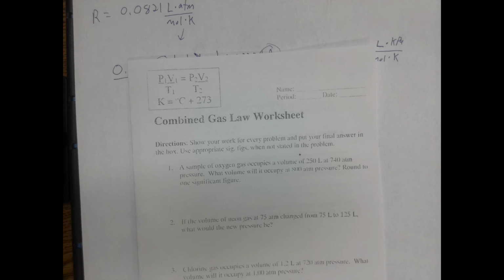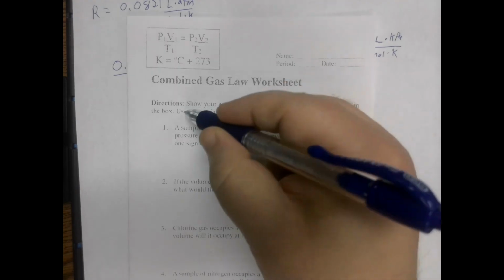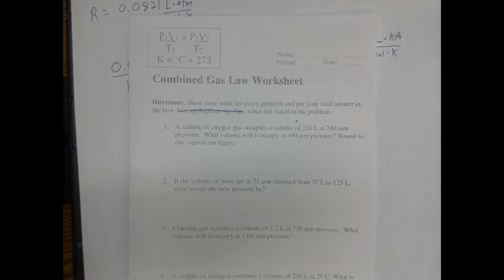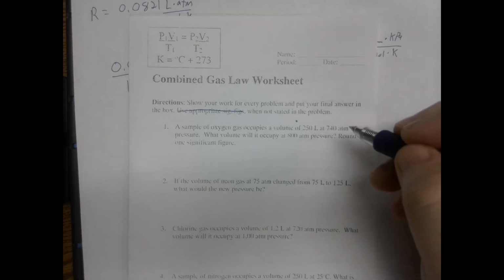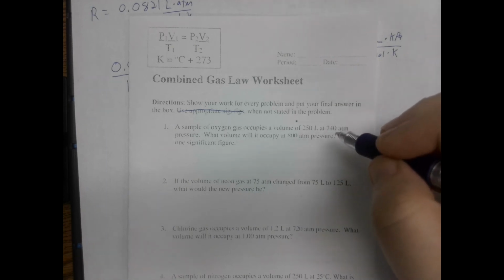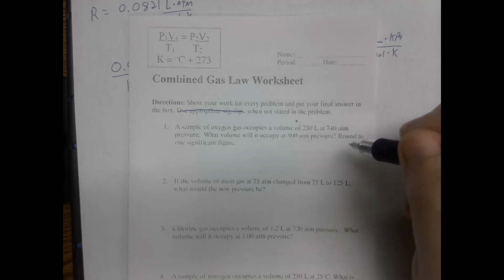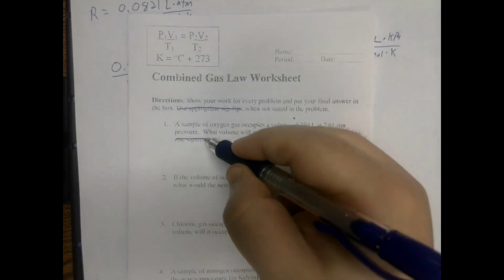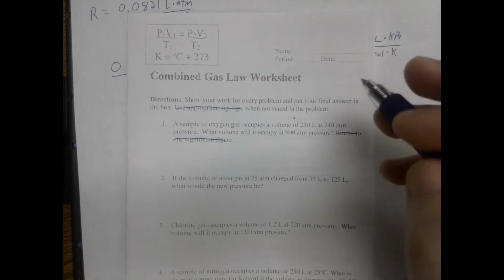So let's do, I'm doing the right side because it looks better. So again, you don't need to worry about significant figures. I want decimals, at least 4 or 5 significant figures. So oxygen gas occupies a volume of 250 liters at 740 atmospheres of pressure. What volume will it occupy at 800 atmospheres pressure? Again, on these questions, ignore significant figures. For the rest of the entire year, I want at least 4 or 5, regardless of the problem.